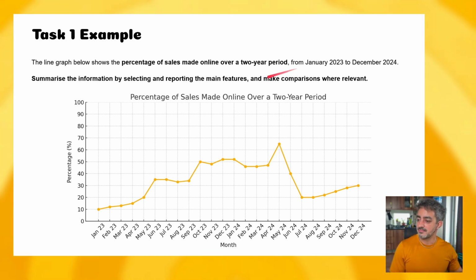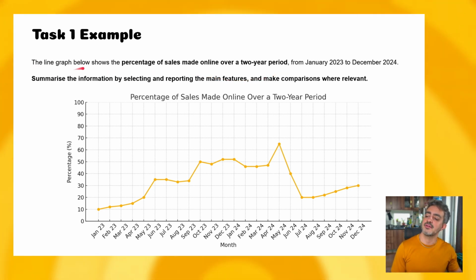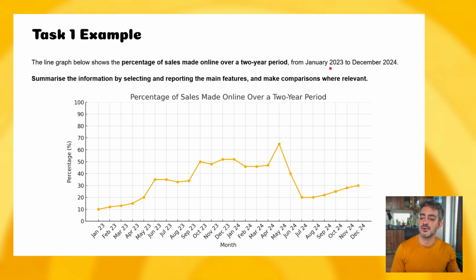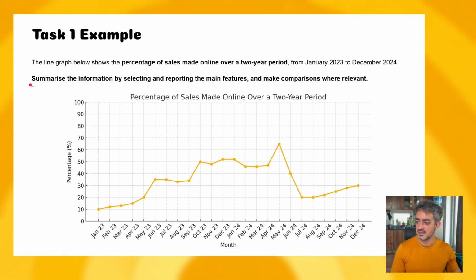This task 1 writing says, the line graph below shows the percentage of sales made online over a 2-year period from January 2023 to December 2024. Summarize the information by selecting and reporting the main features and make comparisons where relevant. This part here is the same in every writing task 1. This is very important because this is what you always need to do in a writing task 1.